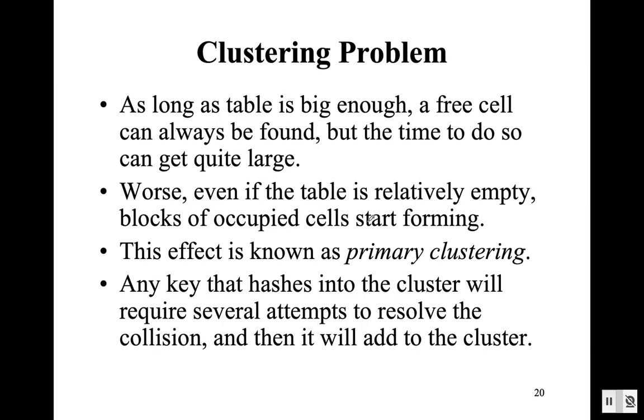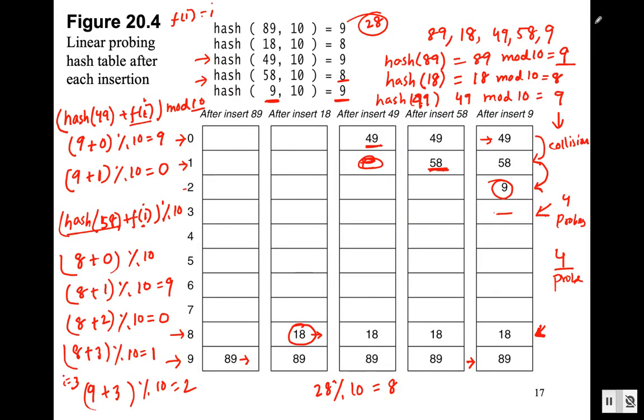The main problem of linear probing is that it creates a clustering problem. If the table is big enough, most of the time we will always find a free cell. But the problem is that if we start inserting items in the free cells, it creates clustering. So clustering means, you can see that.